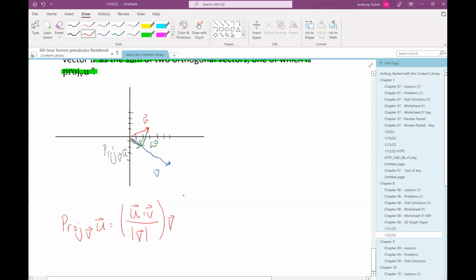So again, I'll just start by copying my projection formula. Now to do u dot v, I'm going to do u1 times v1 plus u2 times v2. The magnitude of v is going to be the square root of 36, that's 6 squared, plus 16, that's negative 4 squared, and then times my vector v.